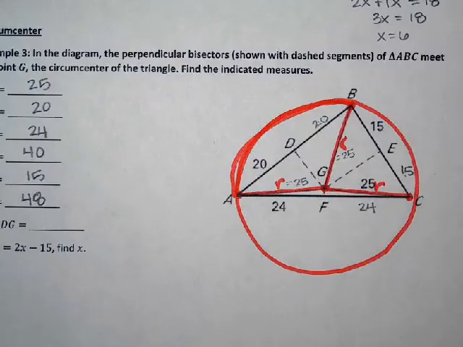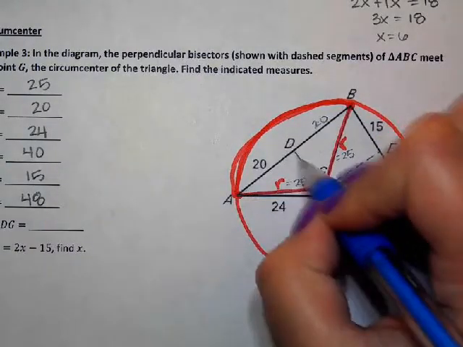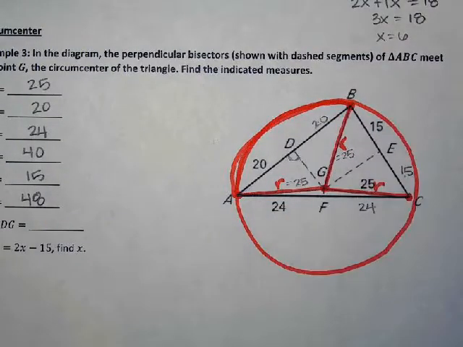Angle ADG. 90 degrees. How do we know it's 90 degrees? Yeah, these are perpendicular bisectors. It's a circumcenter, which means that those lines have to be perpendicular. So that's a 90-degree angle, okay?